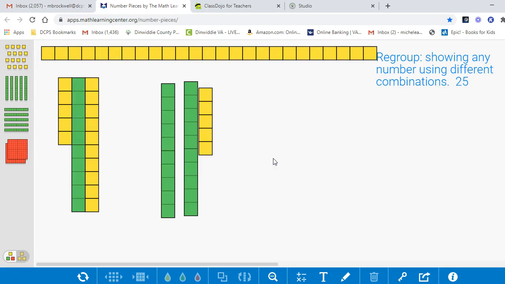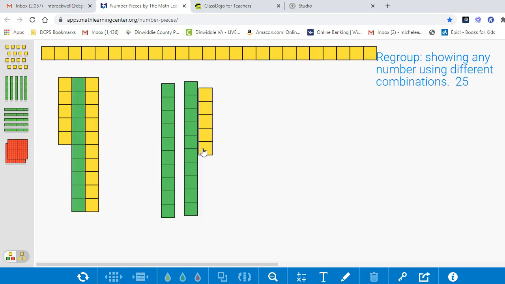Okay? There's another combination for 25. That's 3 different ways to show your teacher 25, right? You counted 25 cubes, or you counted 10 plus 1, 2, 3, 4, 5. Here's 10 cubes. Here's 5 cubes. That's 15 cubes plus a 10. That's 25. Or you could use 2 10s and 5 1s. That's 25. We call this regrouping. When you take the same number and you show different combinations.